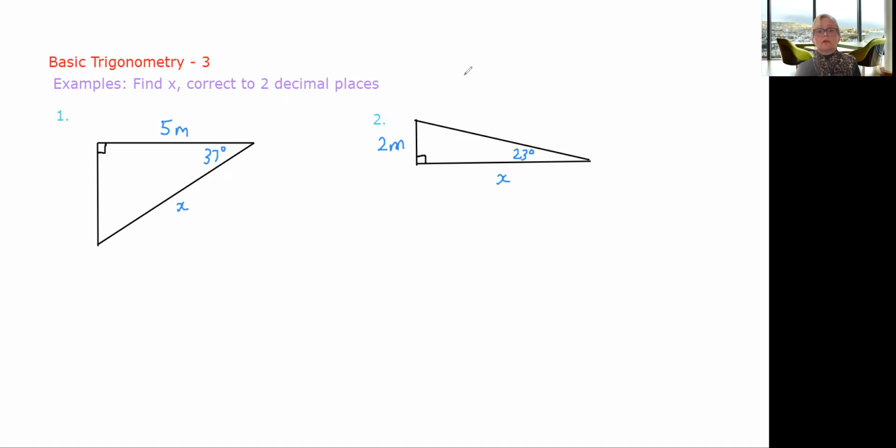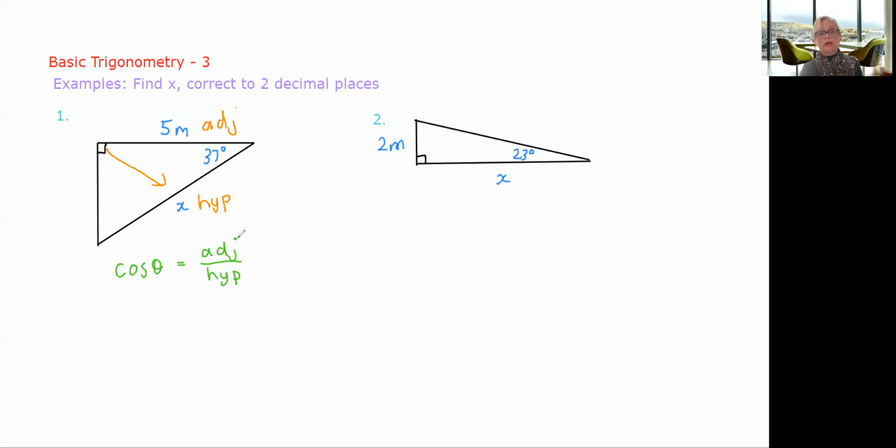All right, let's label our sides. Here's our angle that we're talking about. With respect to this angle, your 5 metres is your adjacent side. Your x is opposite your right angle, so that's of course your hypotenuse. Thinking back to our soccer tile, what rule involves the adjacent and the hypotenuse? The cosine ratio. Cos of theta is adjacent on hypotenuse.